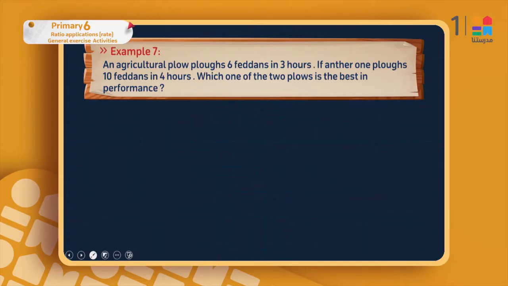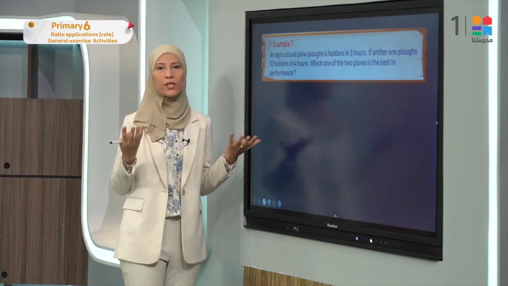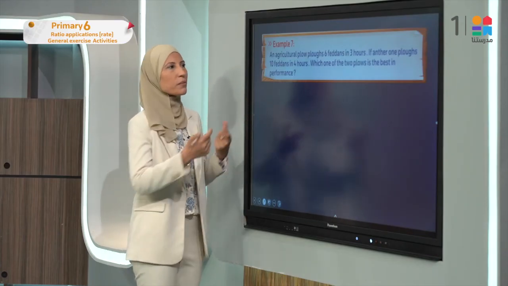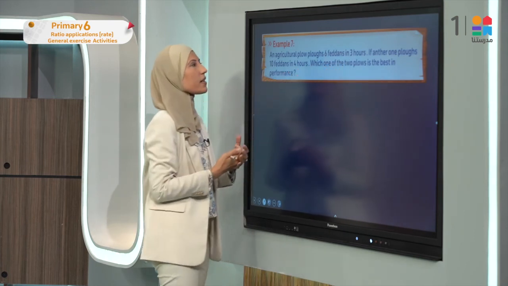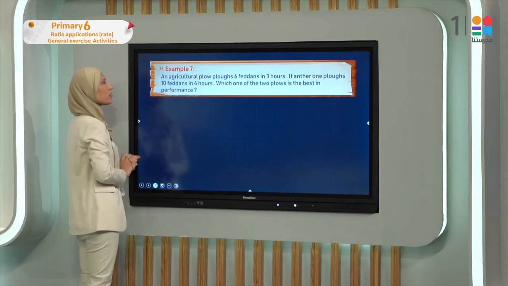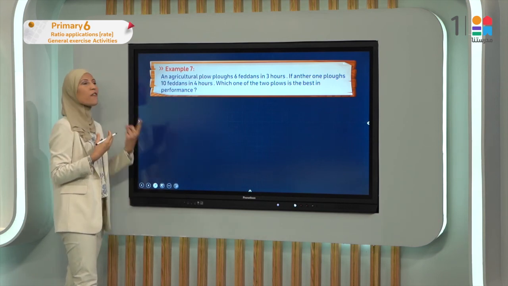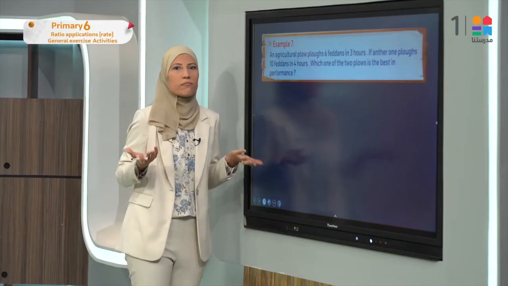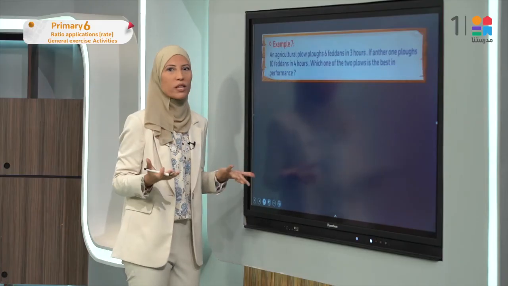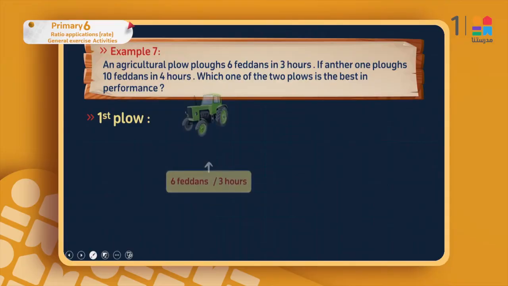Example number 7 here, I have an agriculture plow that plows 6 feddans in 3 hours. If another one plows 10 feddans in 4 hours, which one of the 2 plows is the best in performance? So I'm comparing here between 2 tractors. The first makes 6 feddans in 3 hours and the second makes 10 feddans in 4 hours. To know which one of them, I must know how many feddans every tractor plows in every 1 hour.